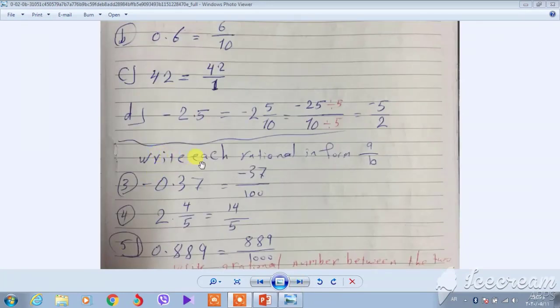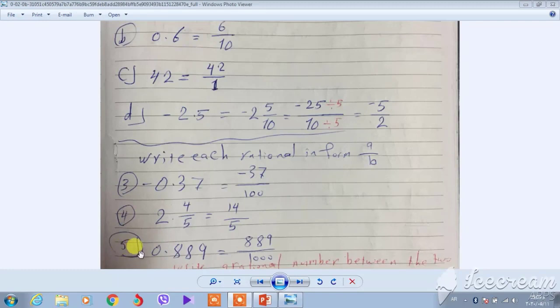Write each rational number in the form a out of b. We have negative 37 hundredths. Because you have hundredths, we write 37 out of 100. And because we have a negative sign, we write the negative sign there. In practice 4, we have 2 and 4 out of 5. 5 times 2 equals 10. 10 plus 4 equals 14. 14 out of 5, because the denominator is 5, we write the denominator.